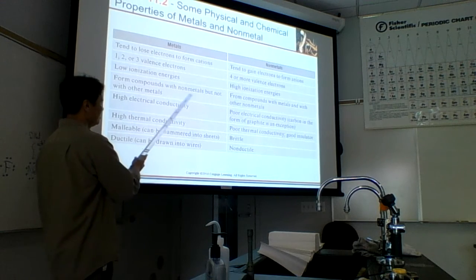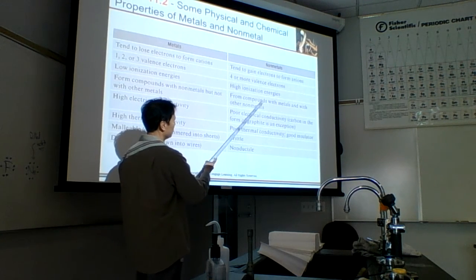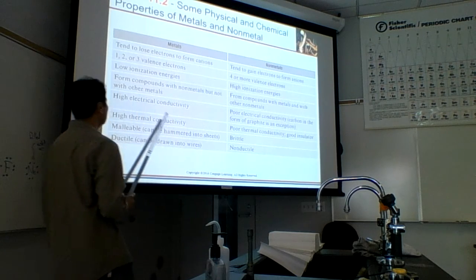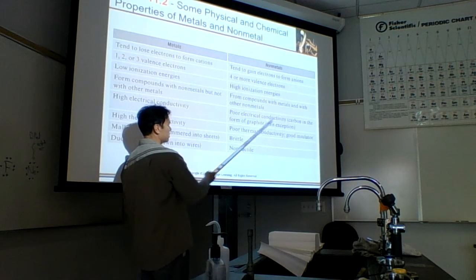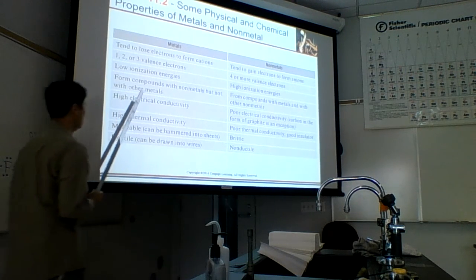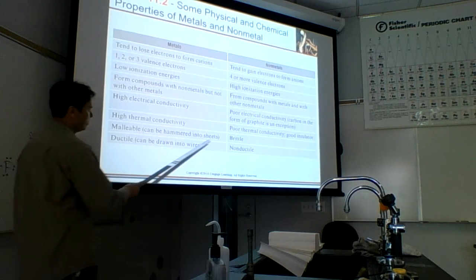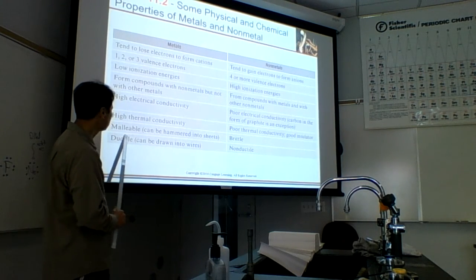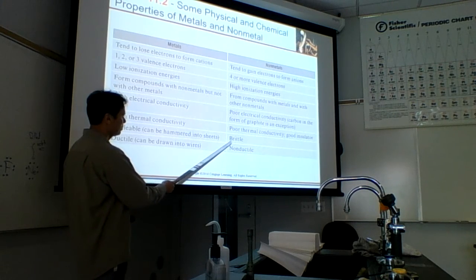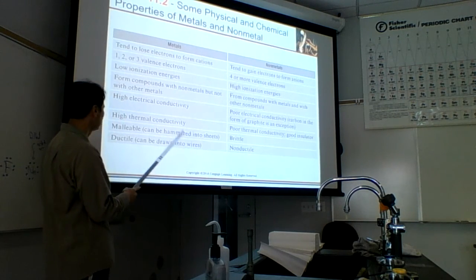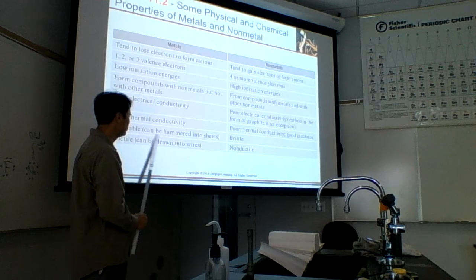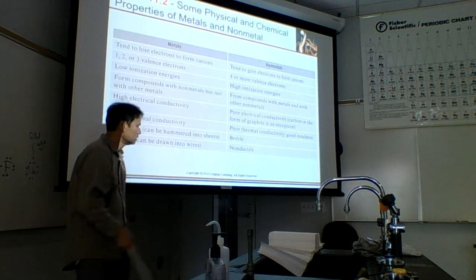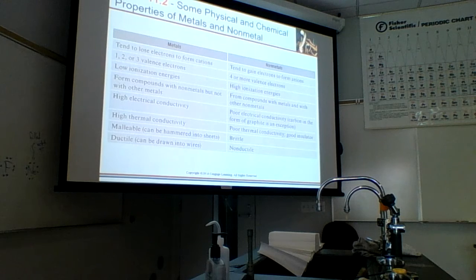Metals form compounds with nonmetals. Nonmetals tend to form compounds with both metals and other nonmetals. Metals conduct electricity well. Nonmetals don't conduct electricity very well, except for graphite. Metals tend to have high thermal conductivity. Nonmetals, poor. Metals are malleable. Nonmetals typically are brittle. Not all of them. Some of them are rubbery. Metals are ductile, which means they can be drawn into wire. Malleable means you can shape them into different shapes. And nonmetals tend to be non-ductile. You can't really draw them into wire.